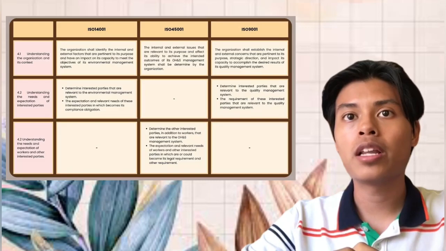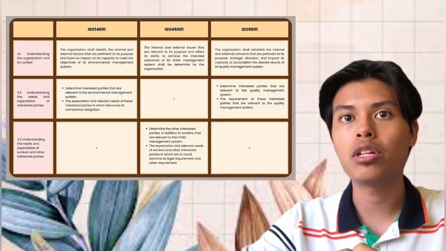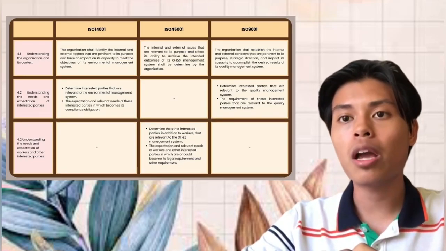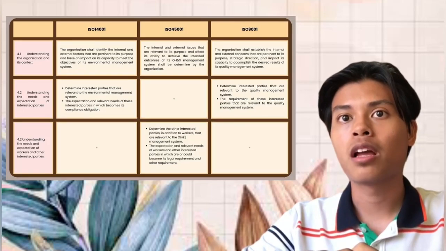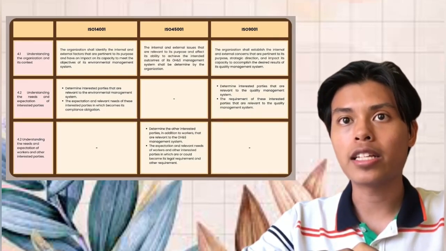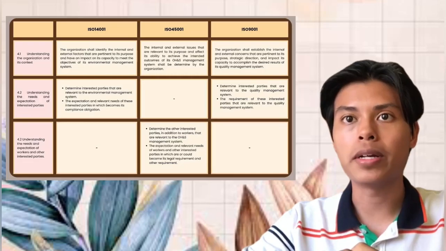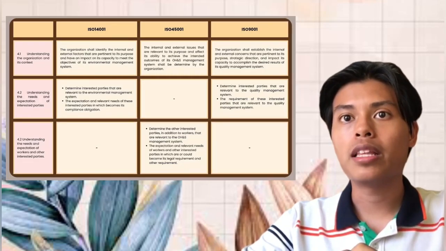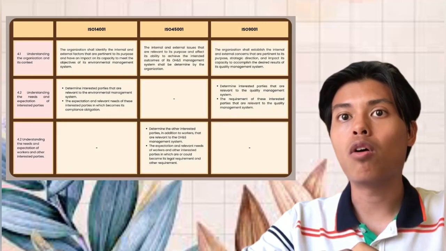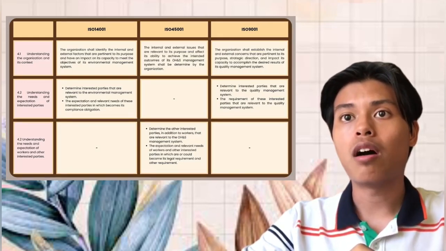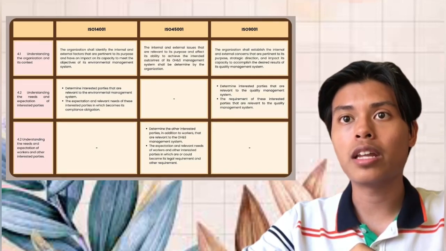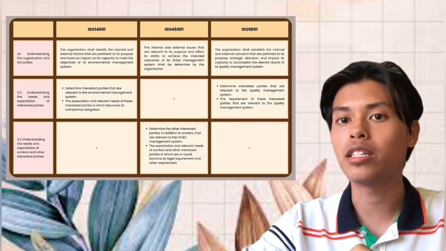For ISO 14001, the organization should identify the internal and external factors that are pertinent to its purpose and have impact on the capacity to meet the objective of its EMS. Similar to ISO 45001, it also must find the internal and external issues that are relevant to its purpose and affect the ability to achieve the intended outcome of its OHS management system. And for ISO 9001, it focuses on establishing internal and external issues that are pertinent to its purpose, strategic direction, and impact its capacity to accomplish the desired result of its QMS.